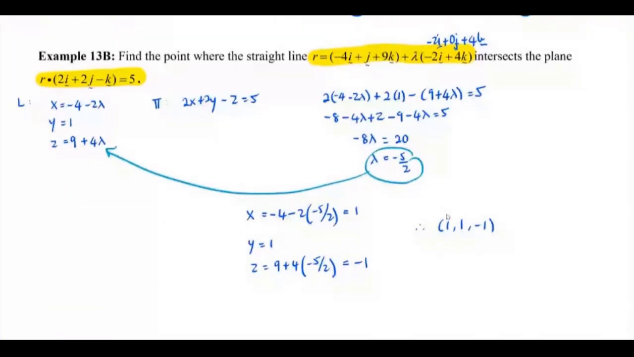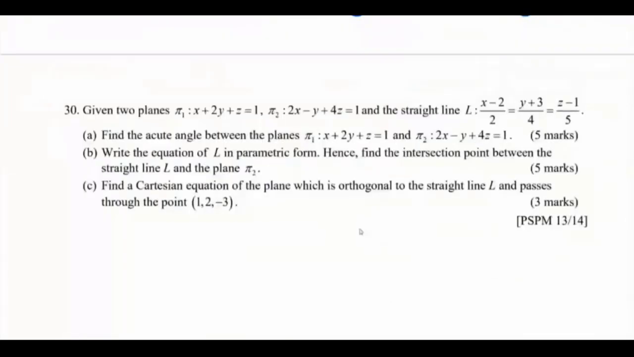Done? You done? Yes, Miss. Okay. Alright, number 30, where we are given two planes and a straight line. So part A, we have to find the acute angle between two planes.